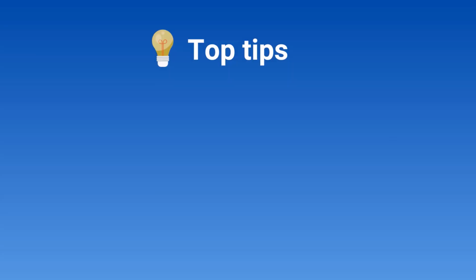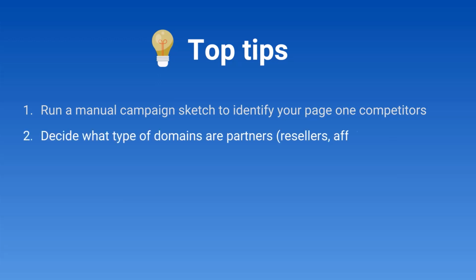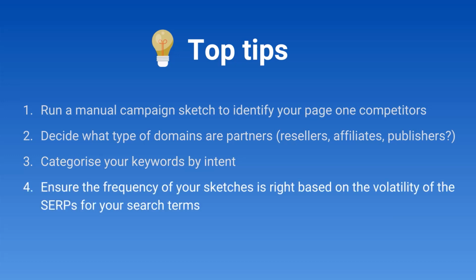So in summary, our top tips for getting started with SERPsketch: run a manual campaign sketch with your keywords to determine exactly who your competitors are. Decide how you want to categorize partners or affiliates or resellers. Group your keywords into different campaigns: informational search, transactional, brand and commercial investigation. You'll find different domains dominate page 1 for different search intents.